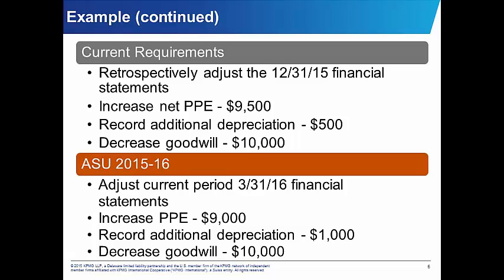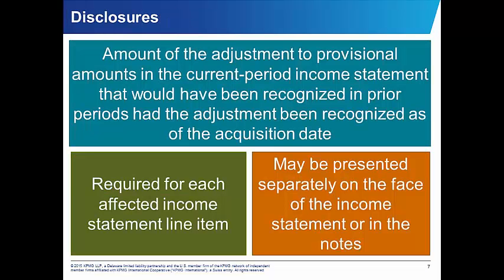So the FASB indicated in the ASU's basis for conclusions that some board members were concerned that reflecting all of the income statement impacts of the change to the provisional amounts, such as depreciation, amortization, or other income statement line items, doing that in the current reporting period would distort financial statement results. I think that's something that's pretty easy to see in the example that we just went through.